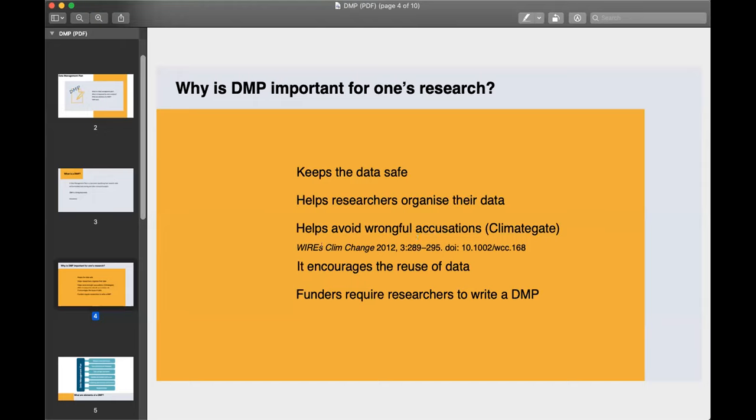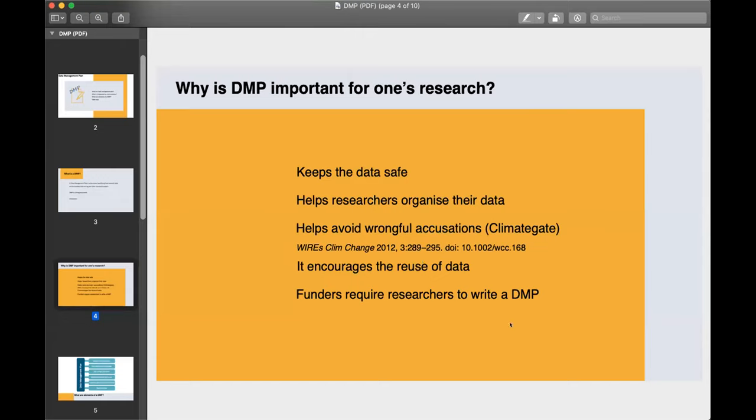A data management plan encourages the reuse of data, which funders pay for, and they want to see that you are prepared to share the data. Also, scientific journals often require that the research data are made openly available to others.